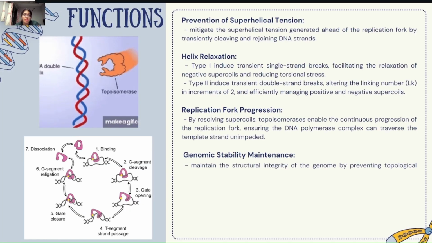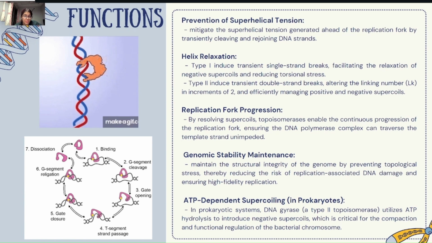Functions of DNA topoisomerases. The main function is to prevent superhelical tension, to mitigate the superhelical tension generated ahead of the replication fork by transiently cleaving and rejoining the DNA strand.